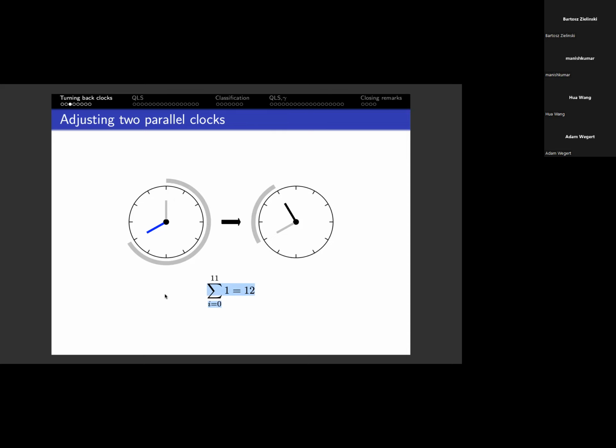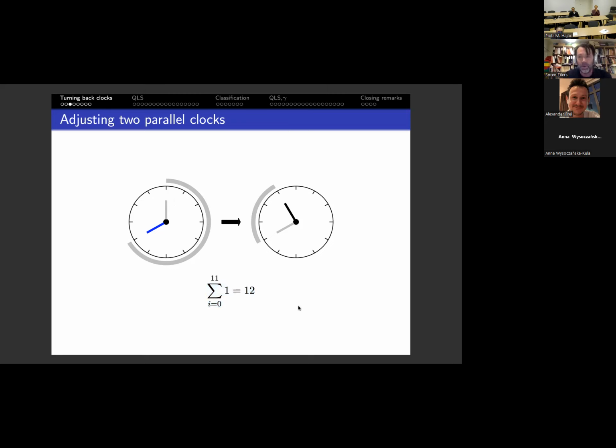And then there's only one way of completing the task, because I have to move the other hand to 11, no matter where it ended up, right? So this gives me more flexibility, but not a whole lot.